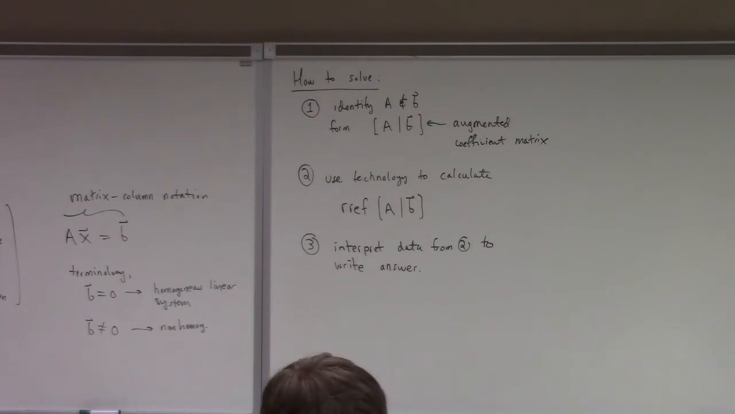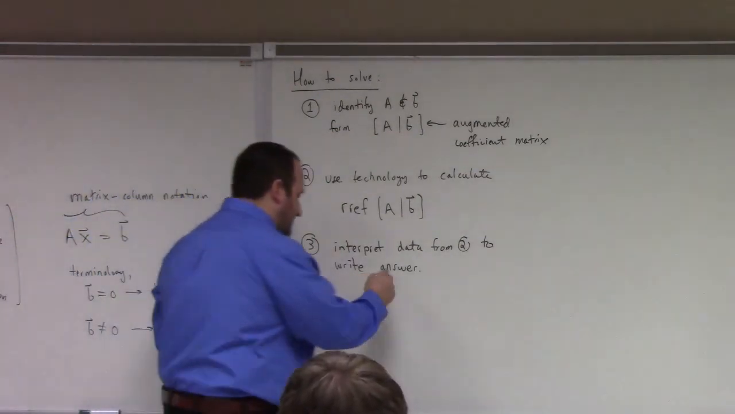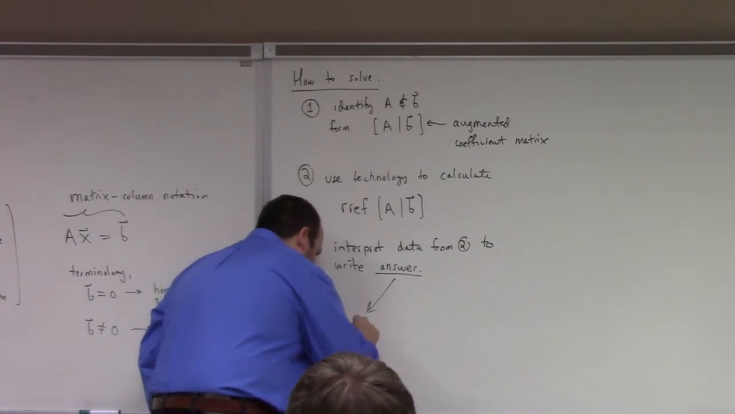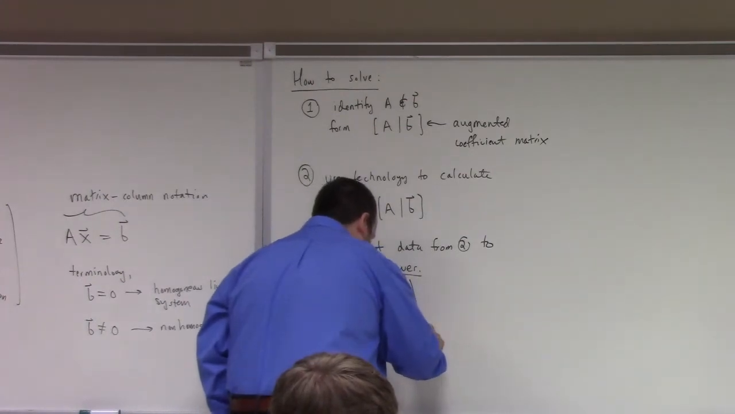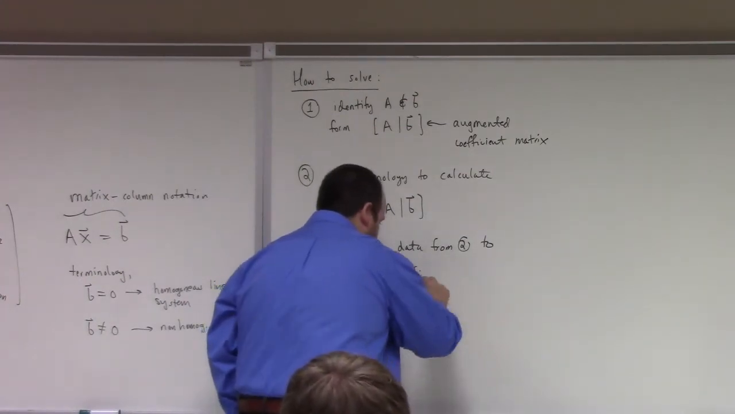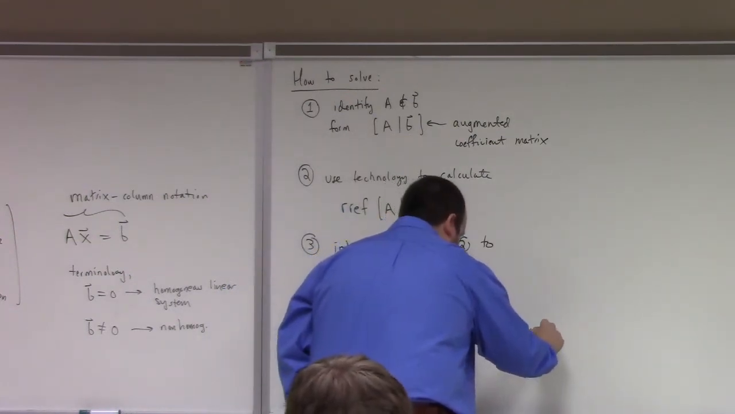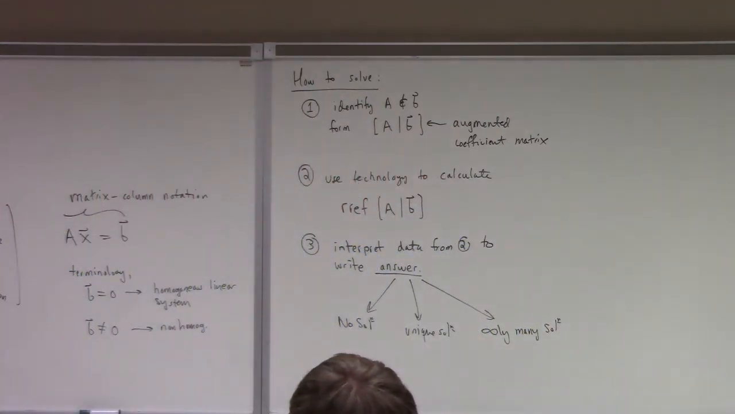But I need to give you this big picture speech so you appreciate what I'm going to say for differential equations, all right? What does an answer look like for a system of linear equations? There are 3 kinds of answers. You either have no solution, a unique solution, or infinitely many solutions. No solutions, unique solution, infinitely many solutions.